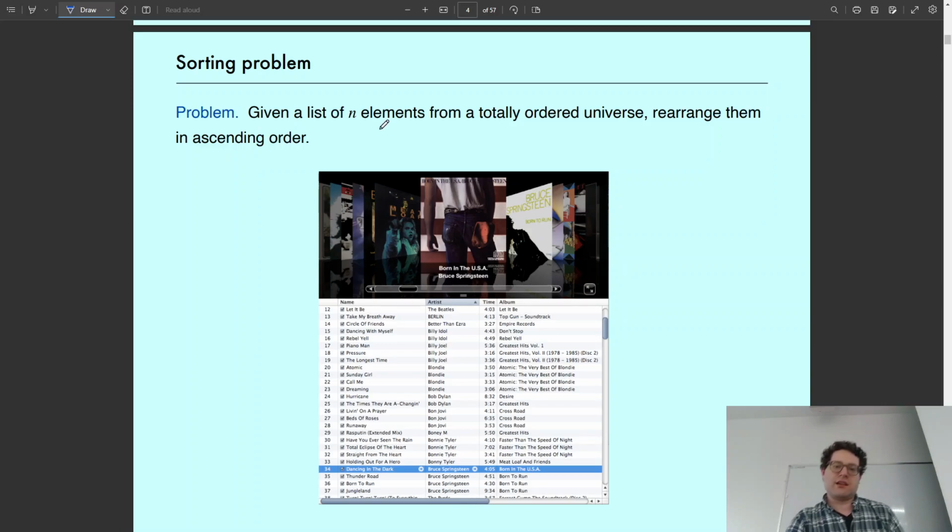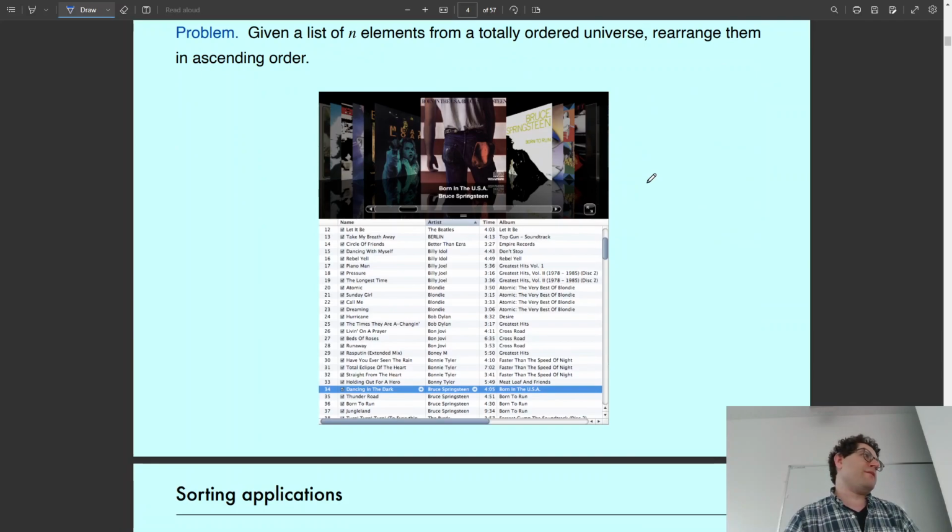So, given a list of n items from a totally ordered universe, rearrange them in ascending order. Oh man, they use a heavy math term there, totally ordered. That means that basically for any set of items, we can sort them. Essentially, there's a definitive ordering where something is unambiguously the smallest item, something is unambiguously the second smallest, unambiguously the third smallest, and so on and so forth. For all distinct items, right?